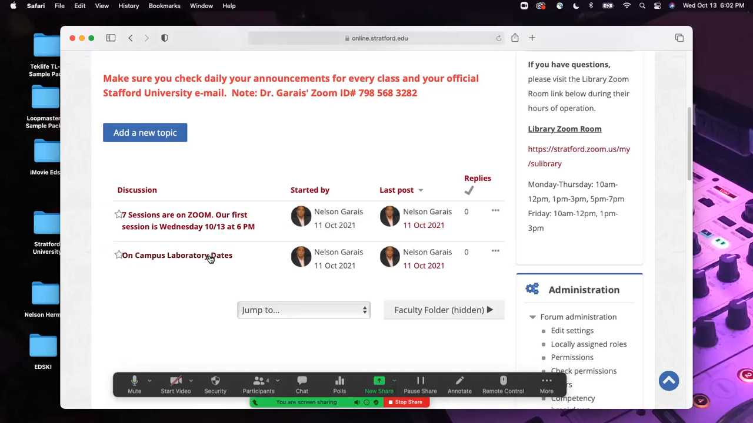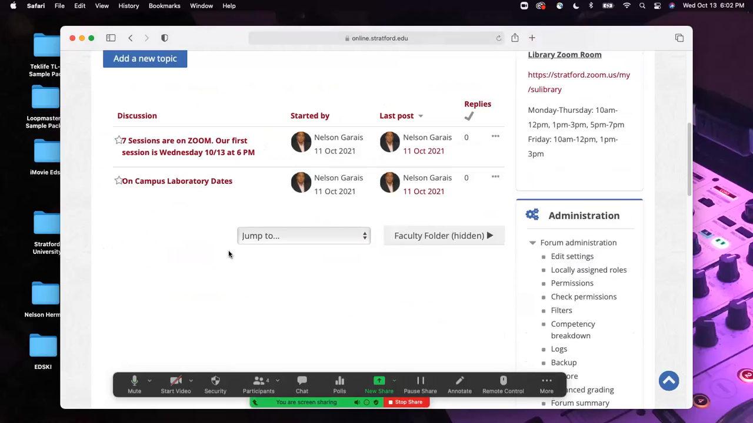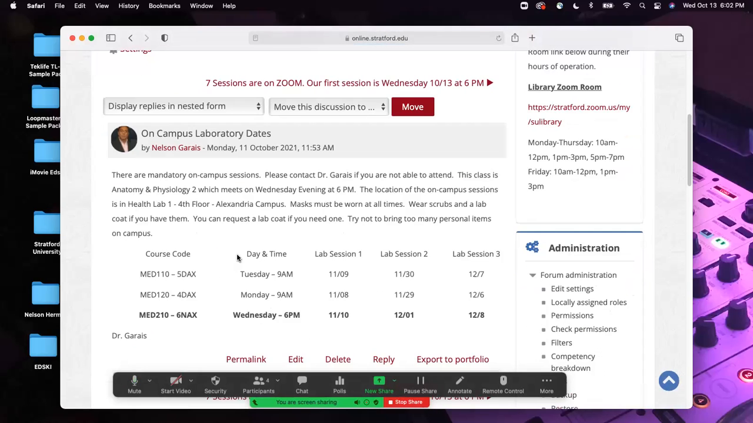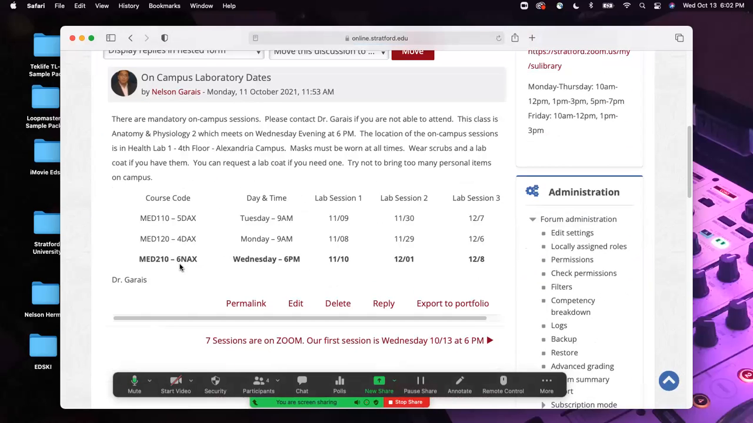Since this class is hybrid, there are going to be laboratory dates. If you click on it and look at MED210 6NAX Wednesday, 6 p.m., they are on November 10, December 1, and December 8. If you cannot make these dates, please get a formal email out to me explaining why you can't make these dates.